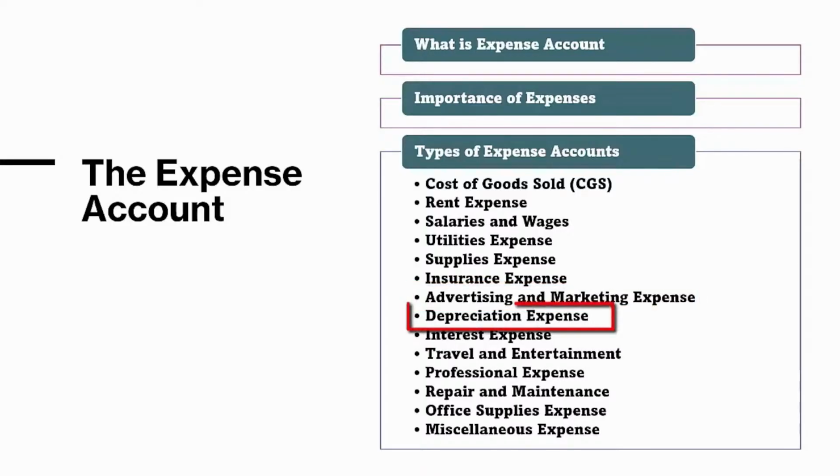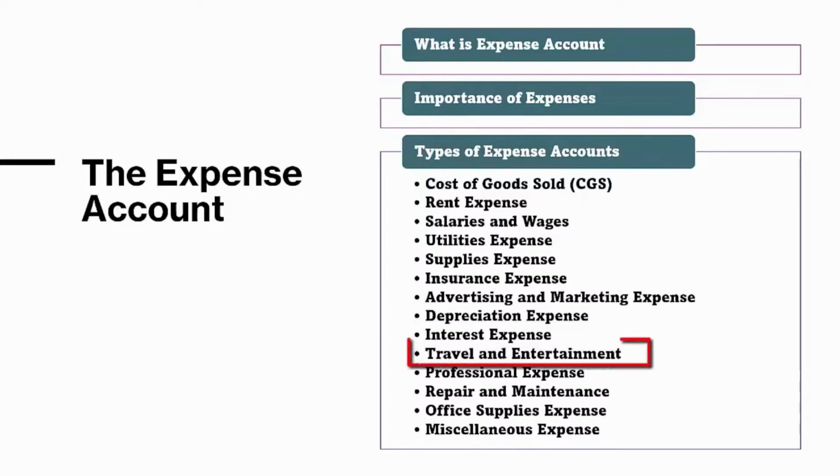8. Depreciation expense. The gradual decrease in value of long-term assets like buildings, machinery, and equipment over time. This expense reflects how much of an asset's value has been used up. 9. Interest expense. The cost of borrowing money. If a business has taken out loans, the interest paid on these loans is recorded here.